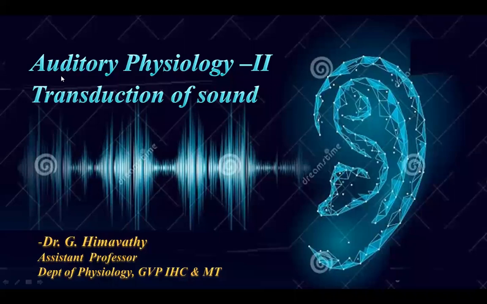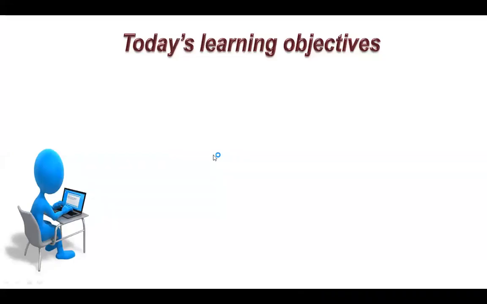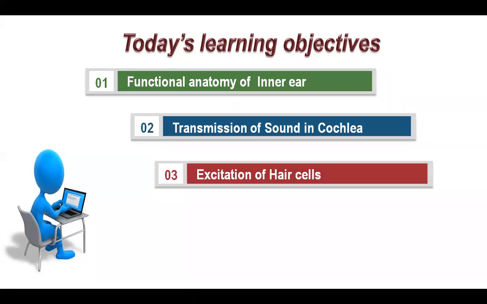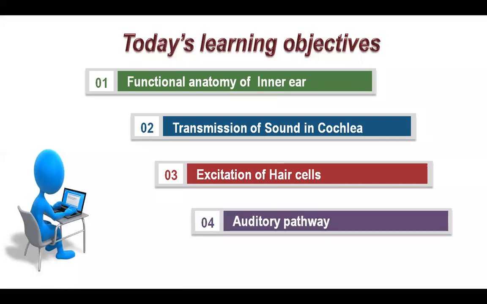Today we'll take the second session of auditory physiology and we would discuss about transduction of sound. So today's learning objectives are: what is the functional anatomy of inner ear? How the transmission of sound would occur in cochlea? How the hair cells would get excited based on the vibrations produced in the fluid located in the cochlea? And next, the auditory pathway.